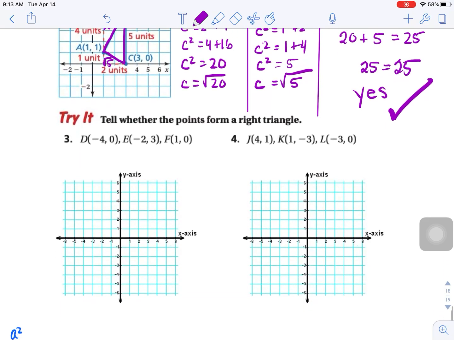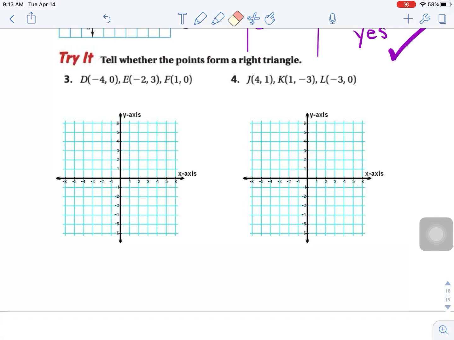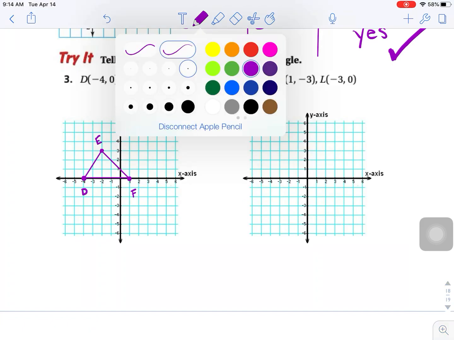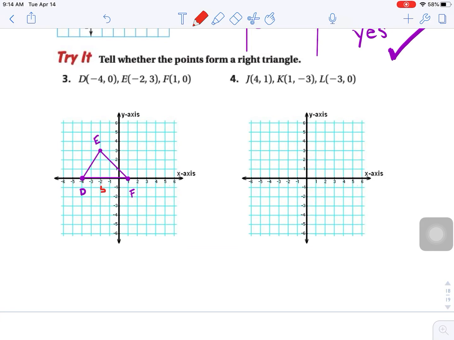All right, same idea here for 3 and 4. Feel free to pause the video to try those out. So I'm going to go ahead and draw my triangle. D is at -4, 0, E is at -2, 3, and F is at 1, 0. All right, the nice thing here is, again, I know one of my sides already. DF, I can count that, and that is 5 units long. So I can calculate DE.